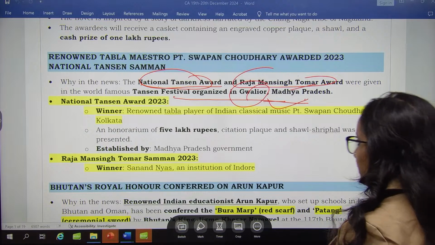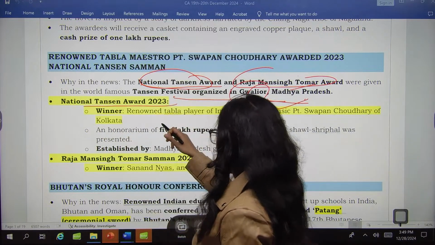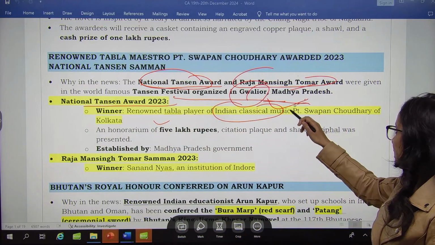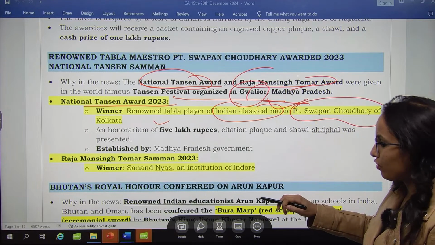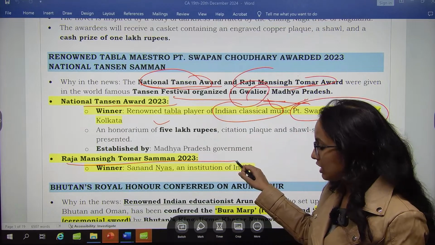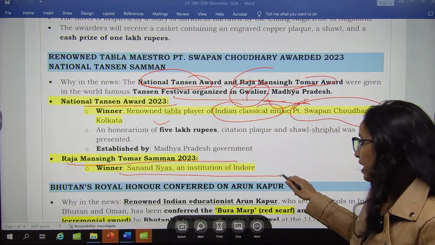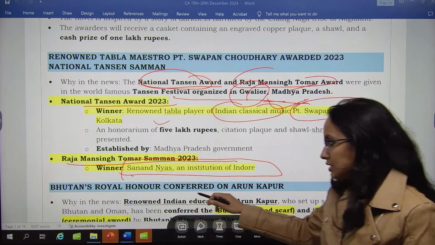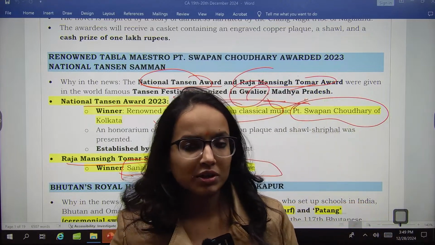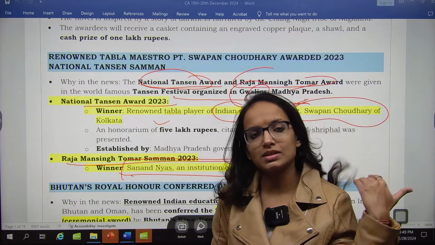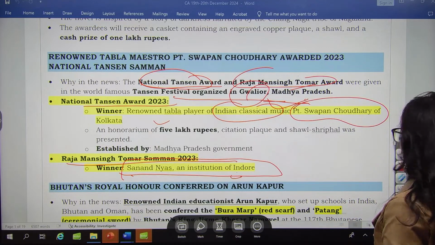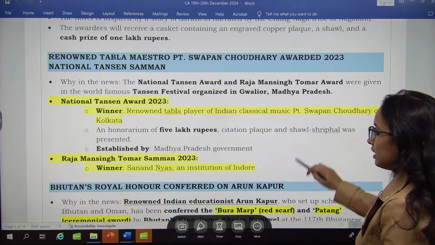So who is the winner? National Tansen Award 2023 winner is renowned tabla player of Indian classical music, Pandit Swapan Chaudhary of Kolkata. And Raja Mansingh Tomar Samman 2023 goes to Sanand Nyas, an institution of Indore. So this Sanand Nyas, an institution located in Indore, has been awarded the Mansingh Award, and the Tansen Award has been awarded to Pandit Swapan Chaudhary from Kolkata. Remember these awards, okay?